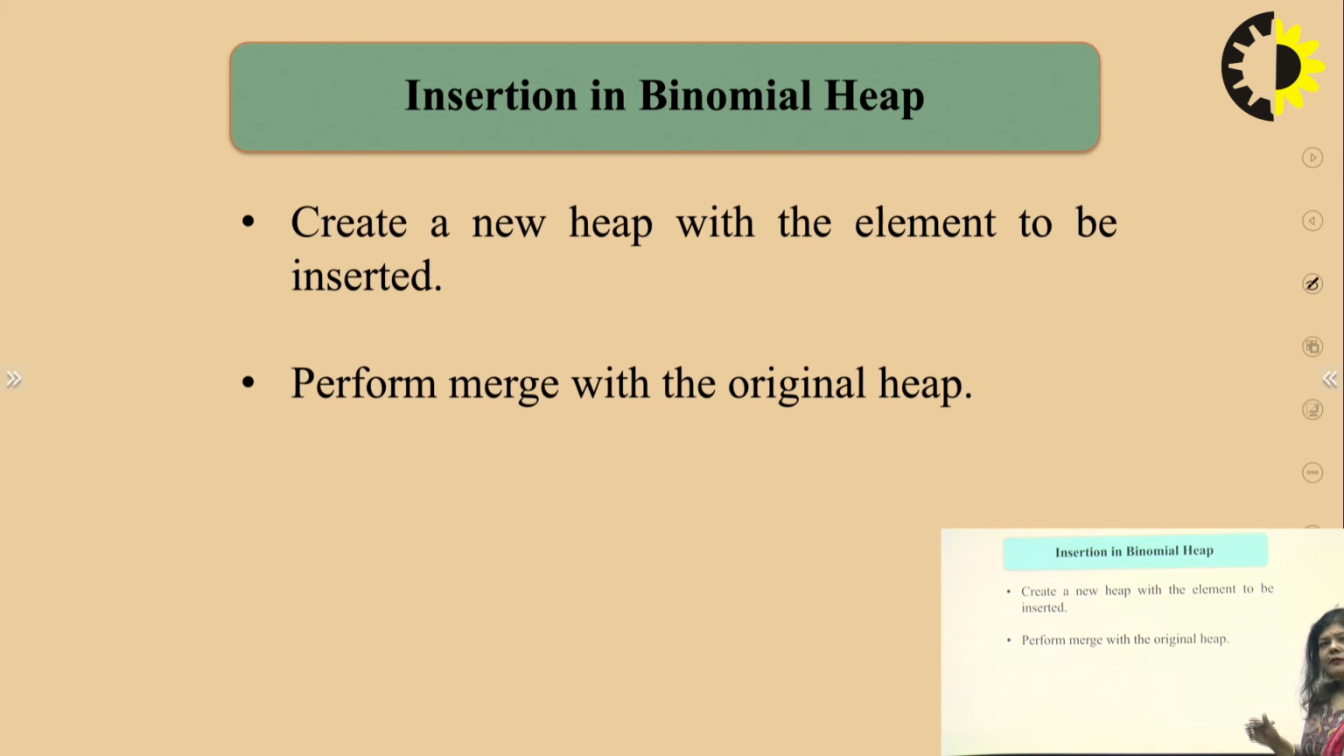Now the first operation is the insertion of a new node, and there are certain steps that we need to follow. First of all, we need to create a new heap with the element to be inserted. So if I want to insert a new element into an existing binomial heap, the first step is to create a separate heap with the element value that I need to insert, and then perform the merge operation of this newly created heap with the original heap.